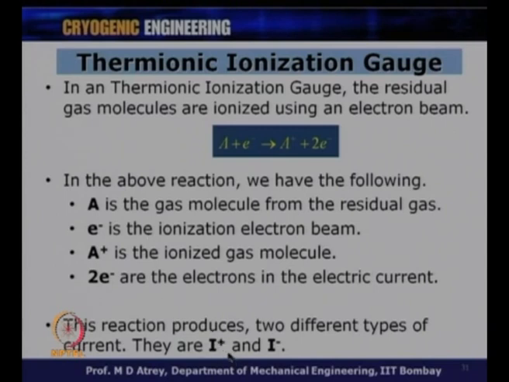What we are doing basically is bombarding electrons on the residual gas molecules and producing this current. When we measure this current, it indicates the amount of molecules that were there, that means the level of vacuum. This current will actually indicate the level of molecules or the pressure over there. And this is the principle of the thermionic ionization gauge.